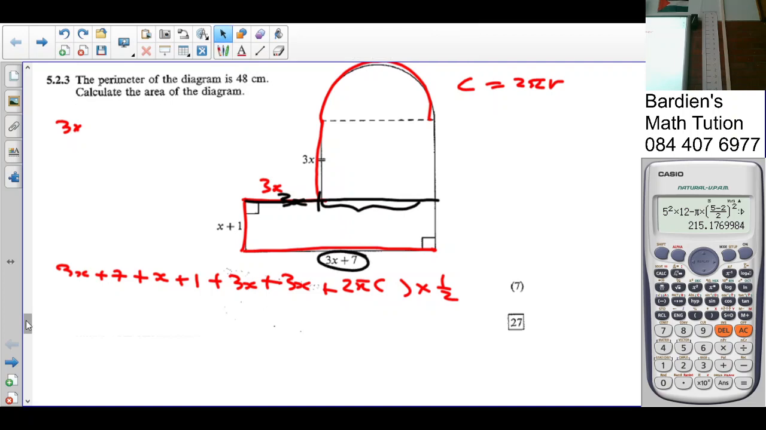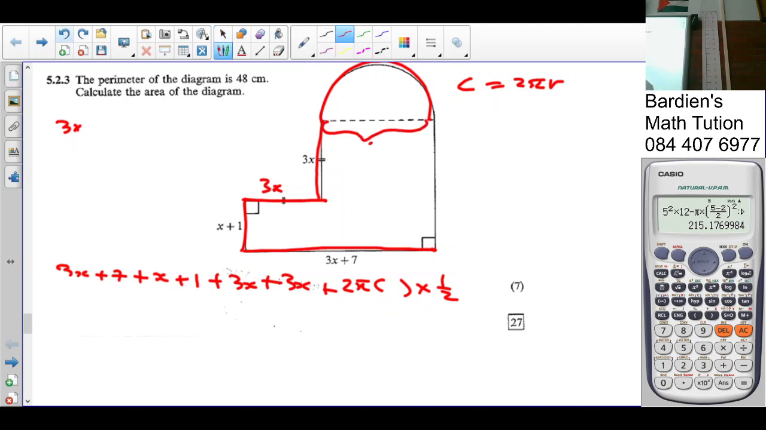Make sense, people? So the length of this semicircle is 7. So what's the radius? 3.5. Plus this length here, which is the combination of 3x and x plus 1. Can you see that, people? The 3x plus x plus 1 is going to be 4x plus 1. Okay. And this all adds up to 48.